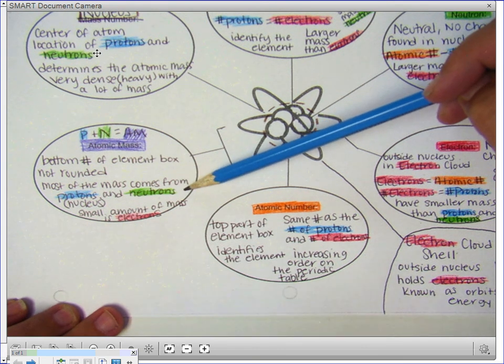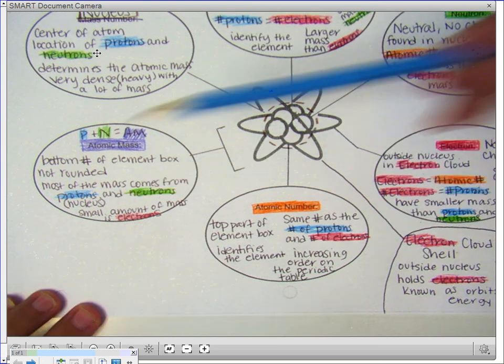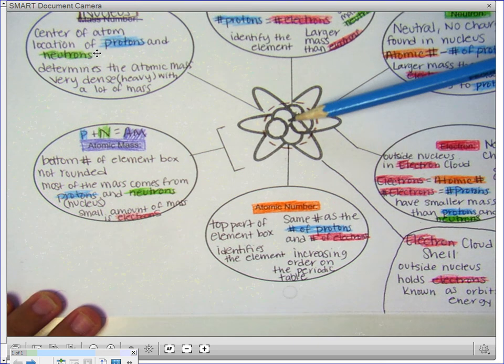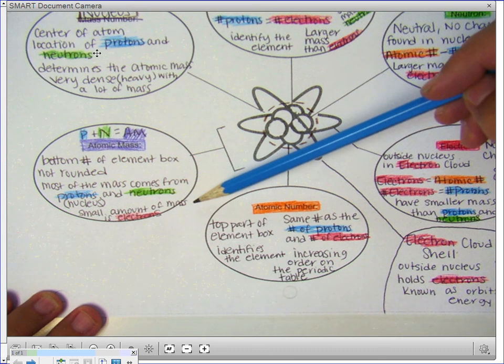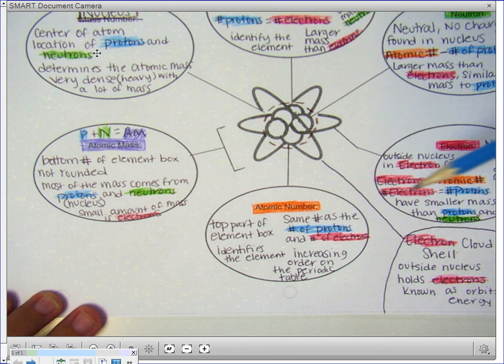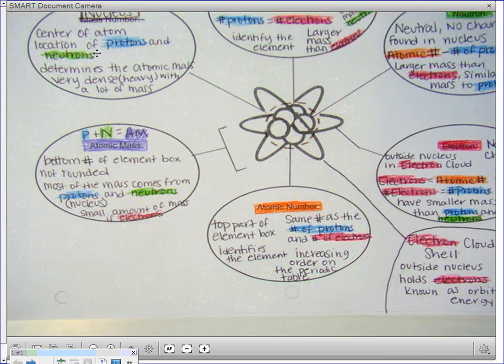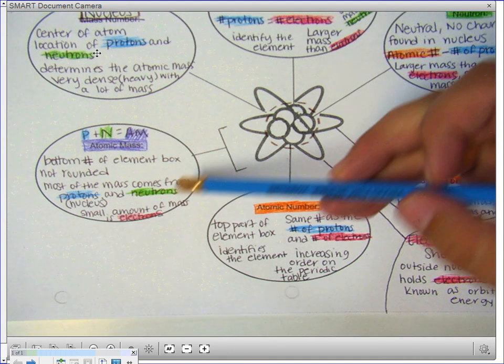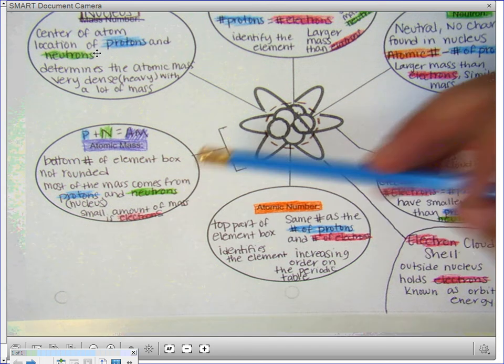Now, remember, the protons and the neutrons are in the nucleus, so most of the mass of an atom is in the nucleus. And then a small amount of mass is the electrons. Now remember, as we talked about in protons and neutrons and in the electrons, the mass of a proton and a neutron are similar to each other, but they have a larger mass than the electrons. So that's why most of the mass comes from the protons and the neutrons that are sitting in the nucleus.